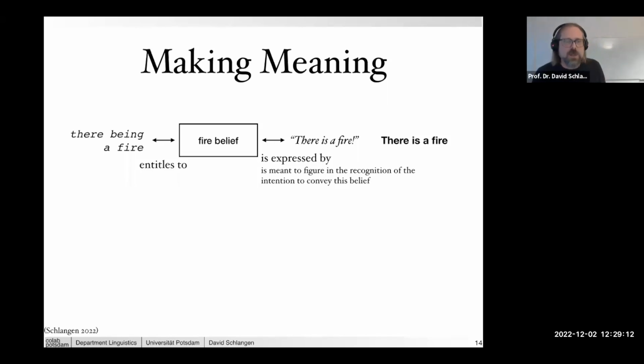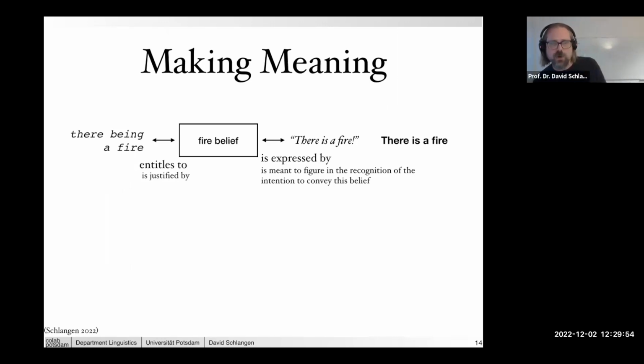And now I'm changing vocabulary a little bit. So the state of affairs of there being a fire entitles the speaker here to have this fire belief, right? Or the other way, the arrow going the other way around. The belief is justified by the state of affairs. Okay. And I will come back to this, but the vocabulary that I'm using here now is suddenly normative vocabulary. I'm talking about entitlements here, and that's going to be an important component of things going forward.